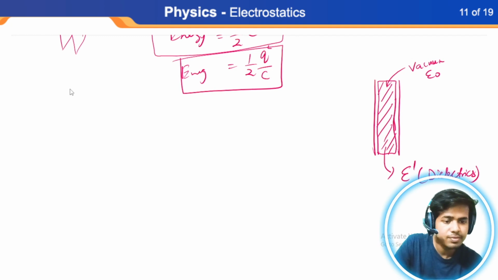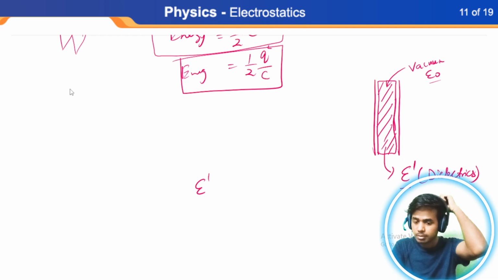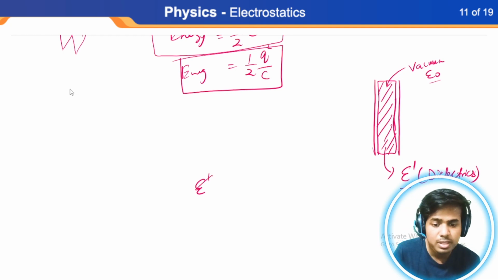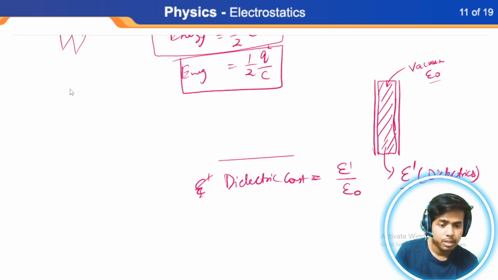Now, the dielectrics will have a different epsilon. It is not going to be equal to epsilon naught. So the epsilon that they have, we generally do not take into account the epsilon dash because it will create confusion. So what we do is define a constant which is called dielectric constant. It is the ratio between the permittivity of the material with respect to the permittivity of free space. This is the dielectric constant given by the term K.